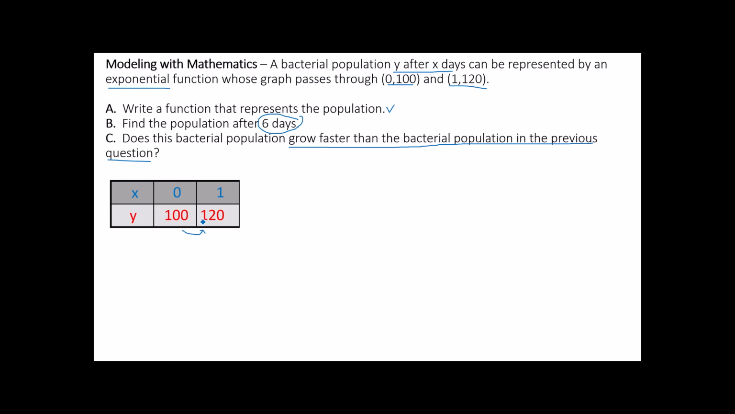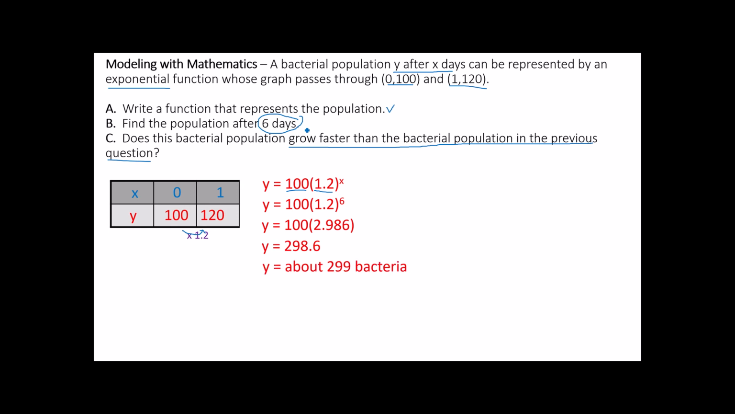Can you tell what you had to multiply by to go from 100 to 120? Hopefully you realized it was times 1.2, which means your function is start at 100 and multiply by 1.2 over and over again. That's part A. Part B says what happens in 6 days? Well, in 6 days you get 1.2 to the 6th power, which is 2.986, times 100 is 298.6, which is about 299 bacteria.